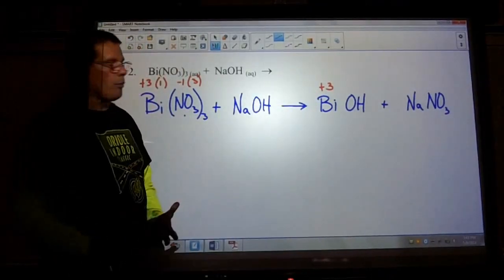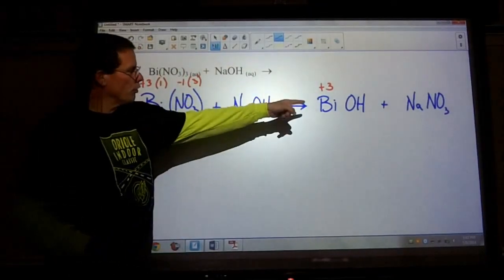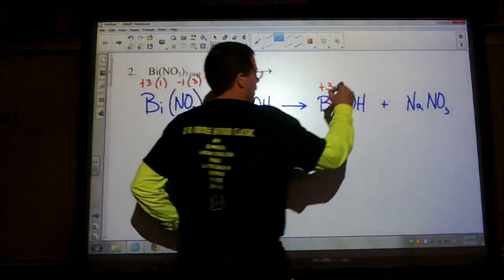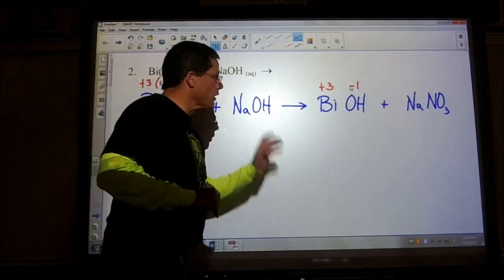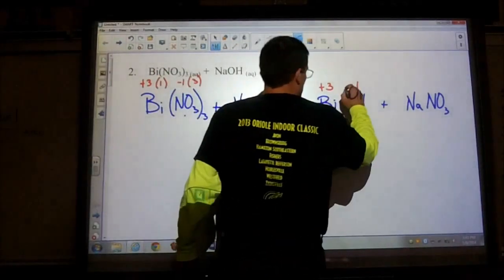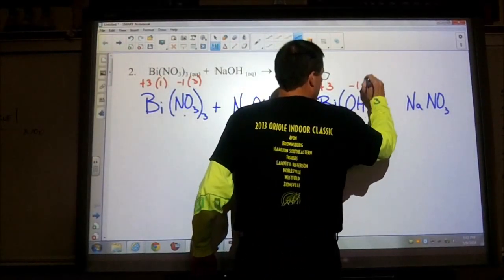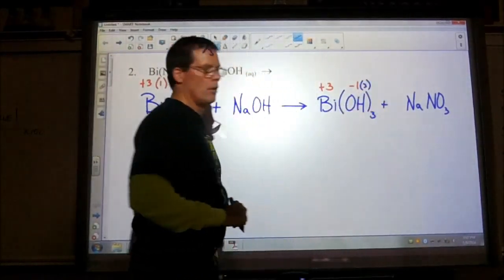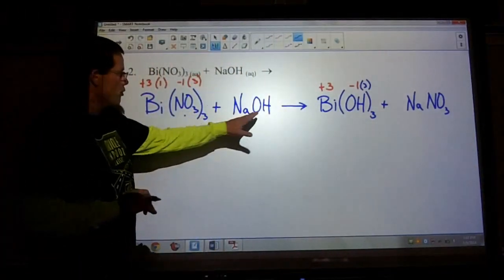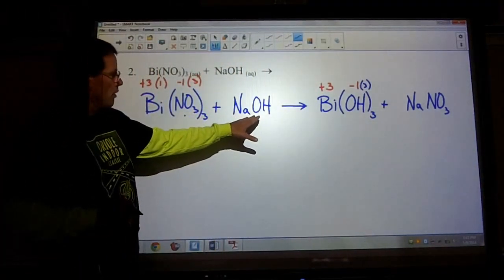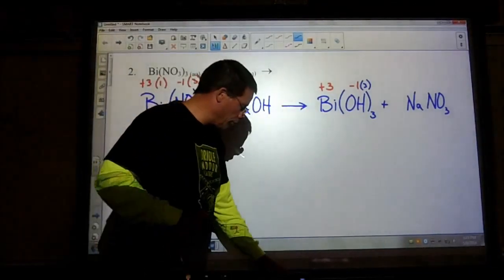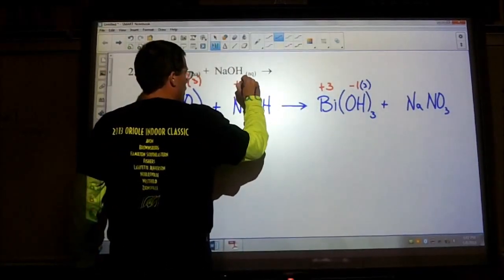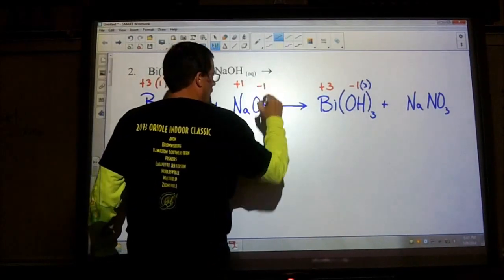Knowing that it has a plus 3 charge, what is the charge on hydroxide? You know hydroxide is negative 1. So to balance this one, we need 3 OHs. Notice there's no parentheses on the sodium hydroxide, but we do need parentheses over here, because the sodium has a plus 1 charge, and of course the hydroxide has a negative 1.